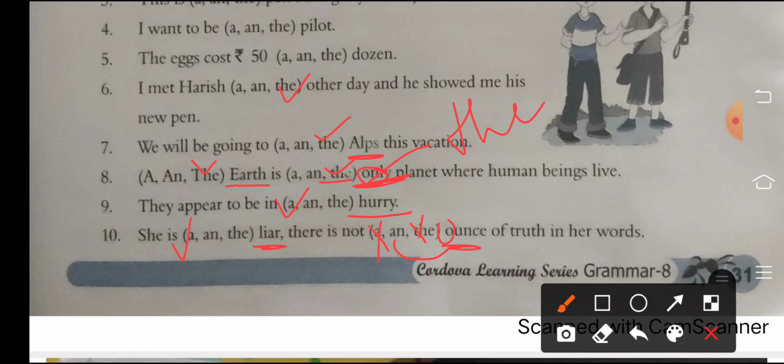So dear students, in this video we completed exercises A and B. Please do this in your books and please study the rules related to both exercises. We covered definite articles and indefinite articles.